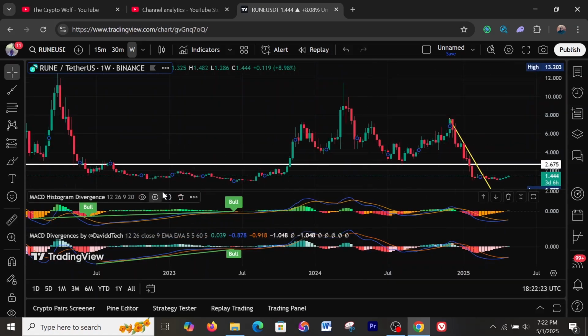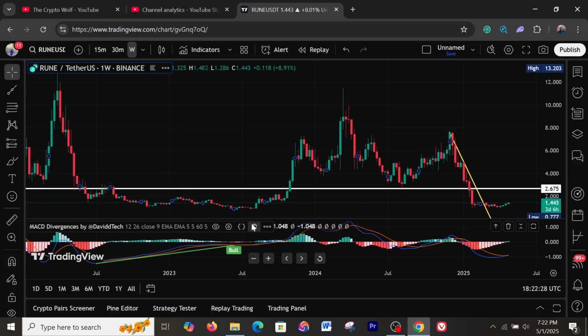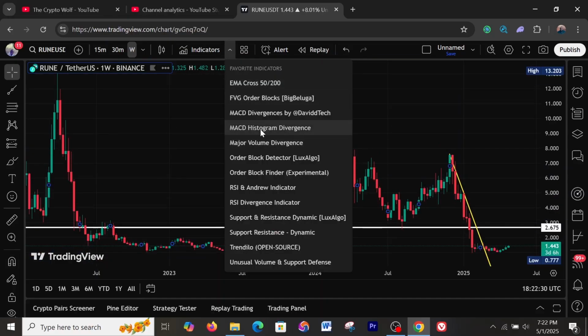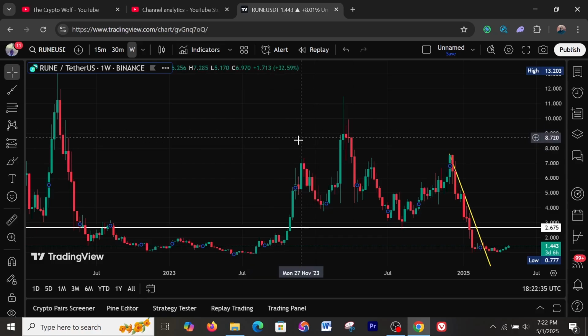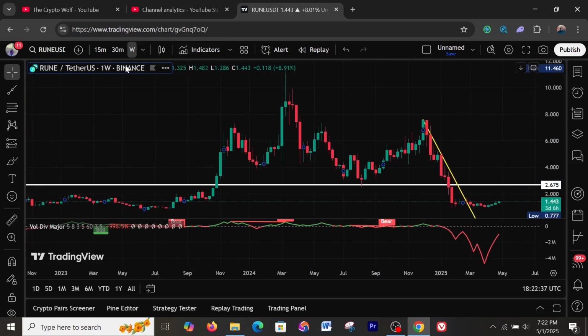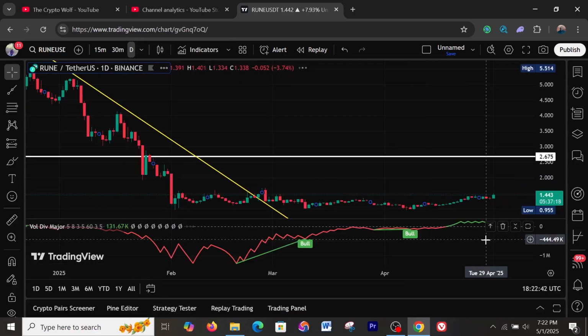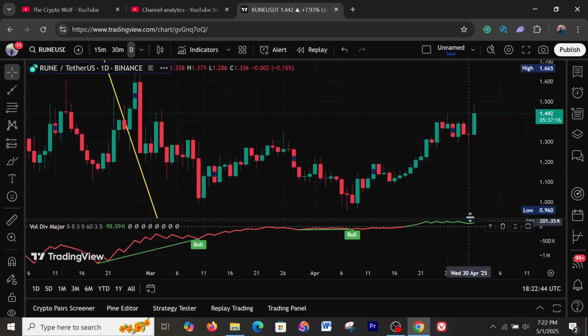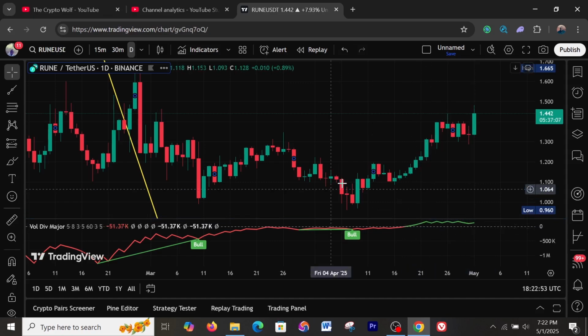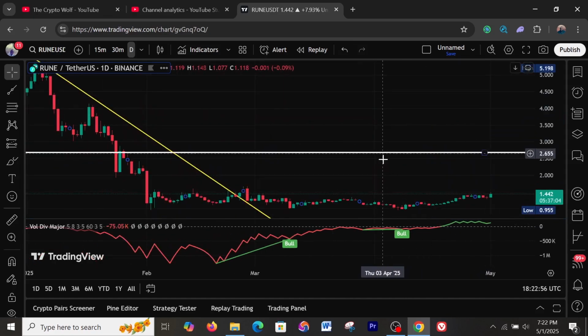Then the last confirmation before we take a trade is volume. Major volume divergence is a custom indicator, so you won't find it anywhere. I created it by myself for myself. So I'll switch this back to daily. I want to see volume above the zero line. It tells you that the bulls are in charge. So you notice it crossed right around here, and the volume is still on the bullish side. So it's a win-win. One can take the trade at this point.